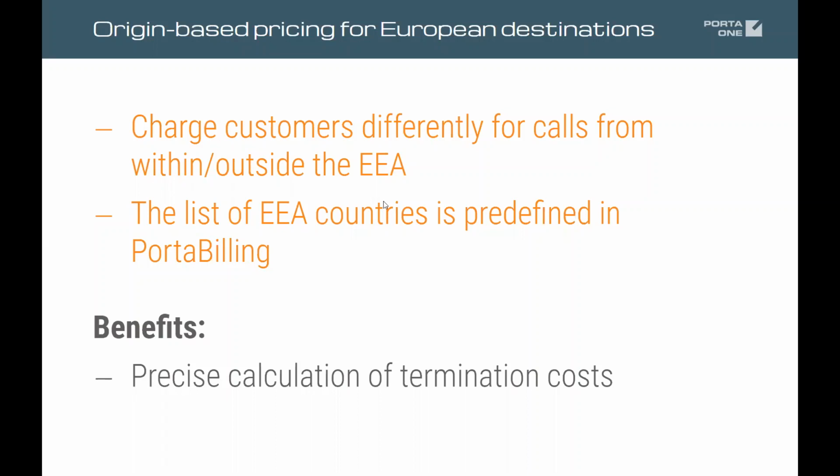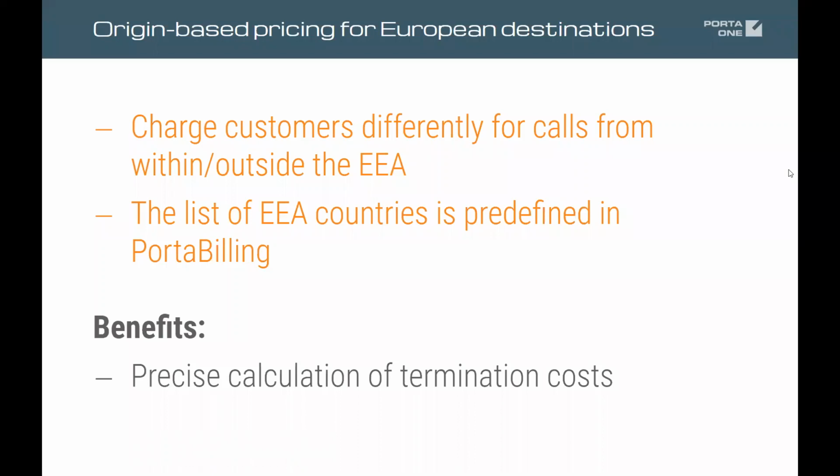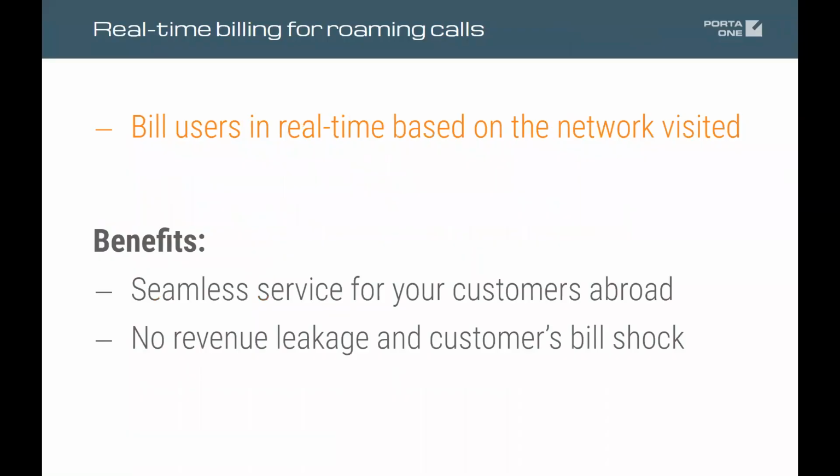In the second case, GlobalNet terminates a call from the USA to Malta. The USA does not belong to the EEA list, so GlobalNet applies the rate for outside the area. This feature helps service providers adapt to the pricing policy used by their termination partners, and in this way avoid losses. Our next topic is real-time billing for roaming calls.